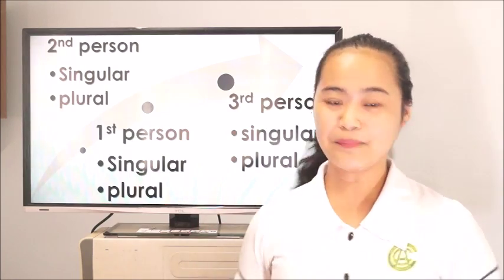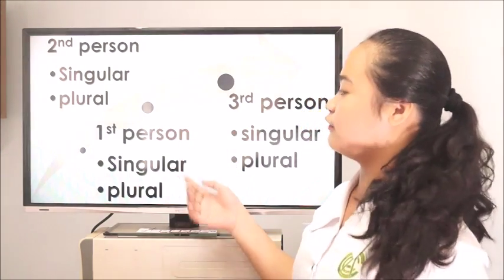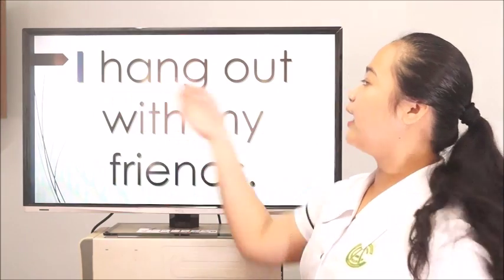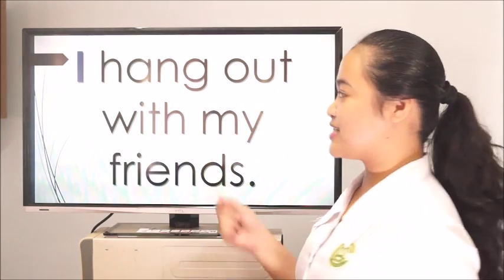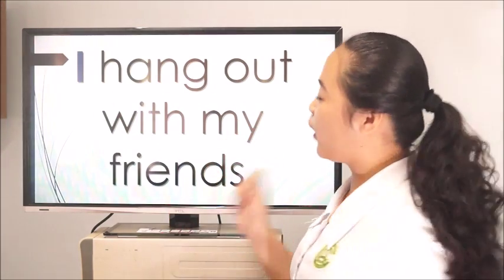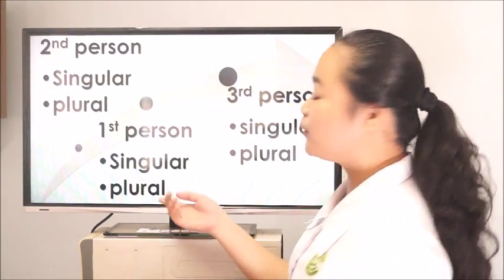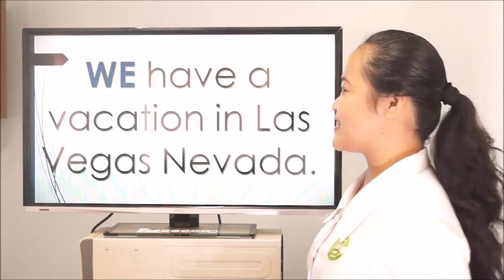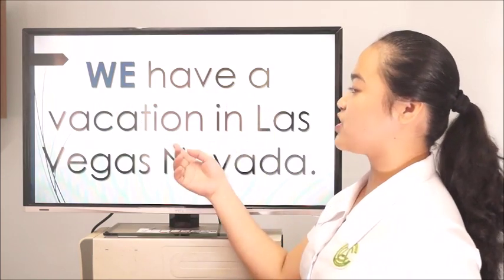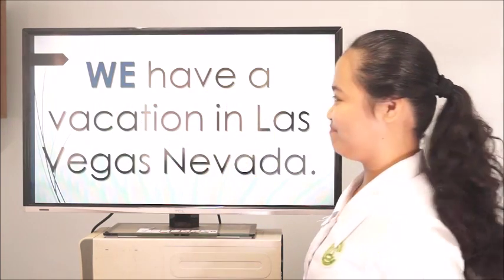So let's have an example. In the first person singular form, we have the sentence, I hang out with my friends. In this sentence, the pronoun used is I. Okay, let's have the example for plural form. We have the sentence, we have a vacation in Las Vegas, Nevada.